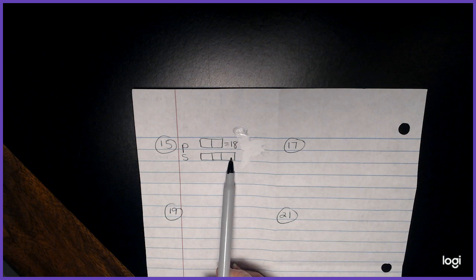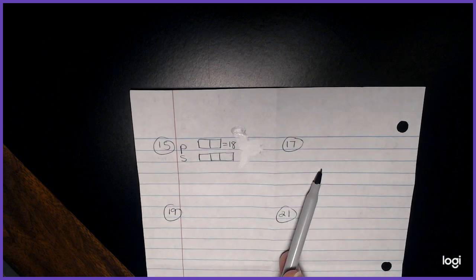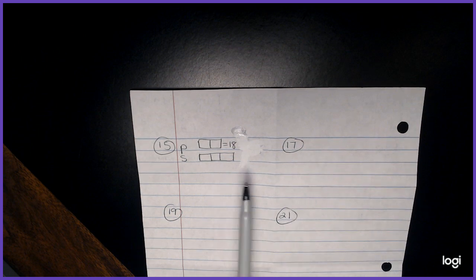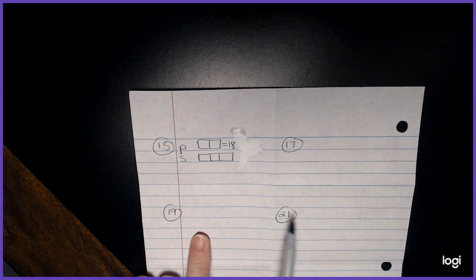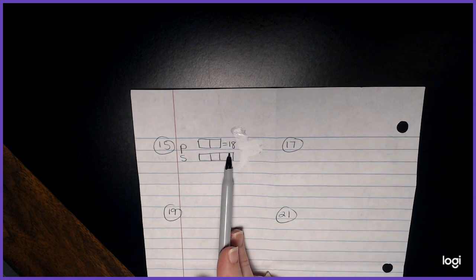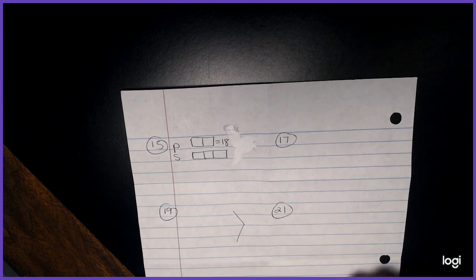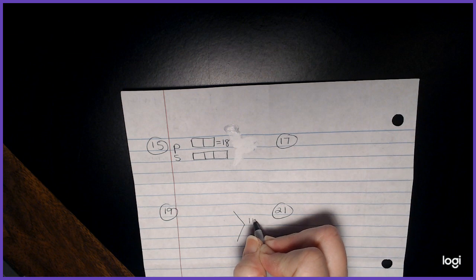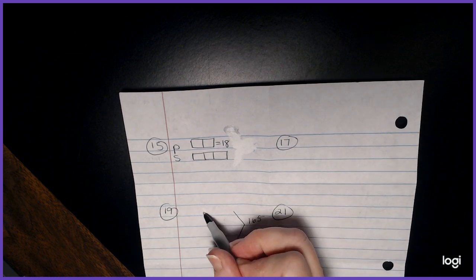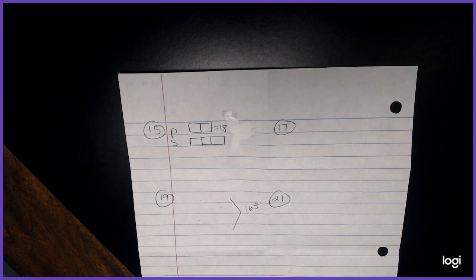Now, when you get to problem number 19 and 21, you're going to have, instead of it being one tape diagram, it's going to actually be the total. So for example, 19, you're going to have a total of 165 tickets. And so you'll make your 2 tapes. Okay, hopefully I didn't confuse you too much. If I did, reach out to me and I can help you figure it out.